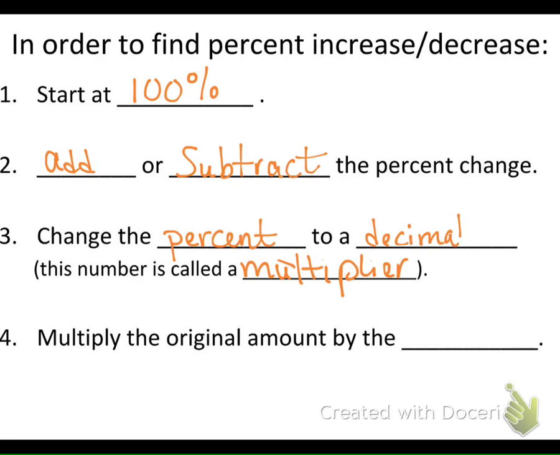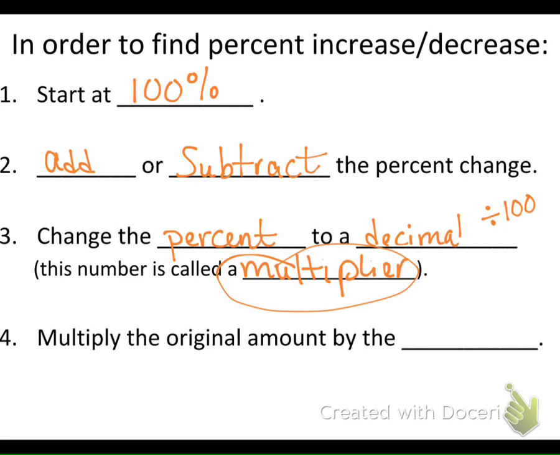How do I change a percent to a decimal? Multiplier. How do I change a percent to a decimal? Well, you gave me the answer twice. It was wrong, so I'm asking more. How do I change a percent to a decimal? Say it again. By what?